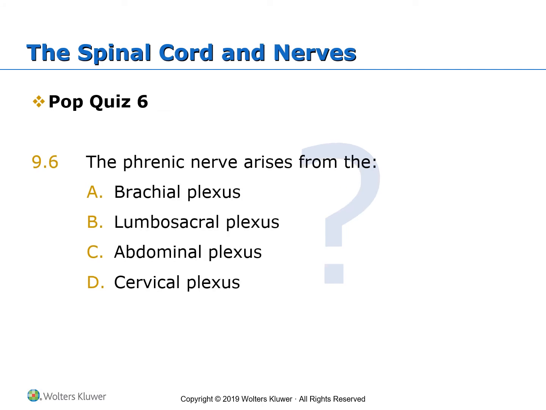Question number 6. The phrenic nerve arises from the brachial plexus, lumbosacral plexus, abdominal plexus, or cervical plexus? The answer is the phrenic nerve arises from the cervical plexus.